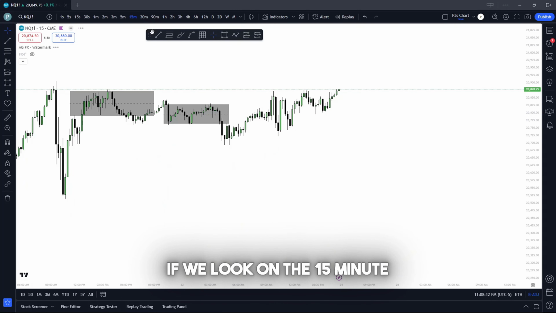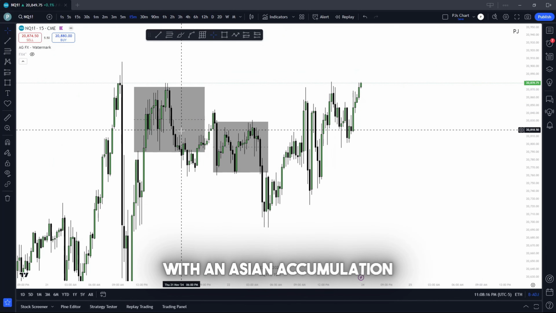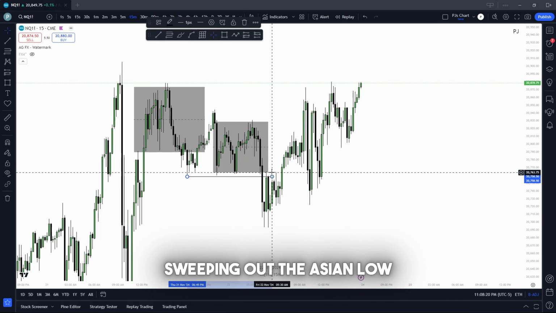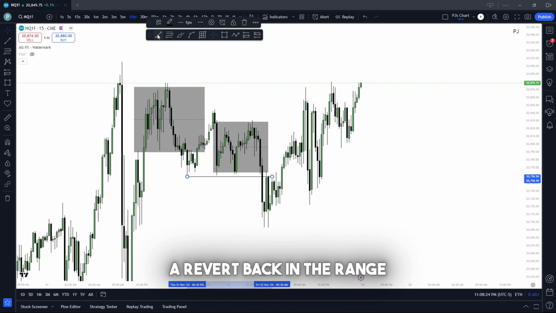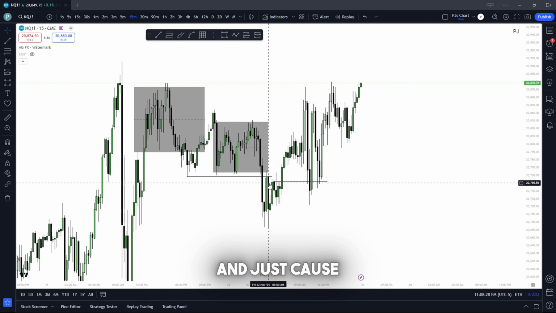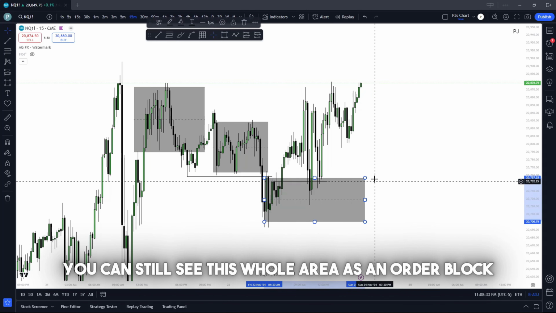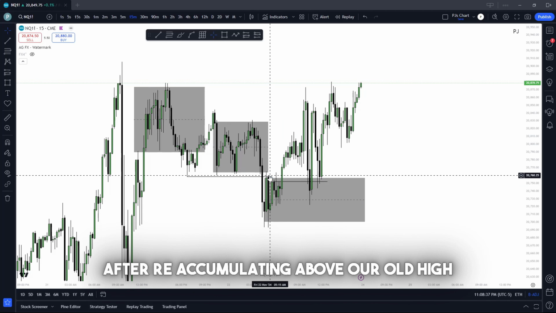If we look on the 15-minute, we can see the same type of price action with an Asian accumulation. London sweeping out the Asian low with a thick down closure candle and a revert back in the range using that order block here, right? And just because it's jumbled up and weird looking, you can still see this whole area as an order block, us stabbing into it after reaccumulating above our old high.